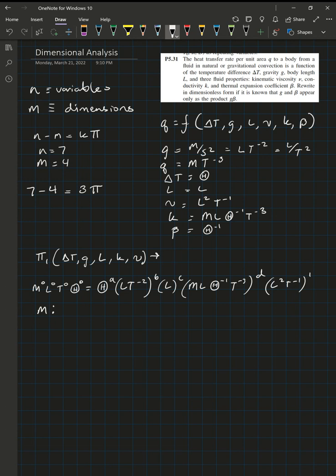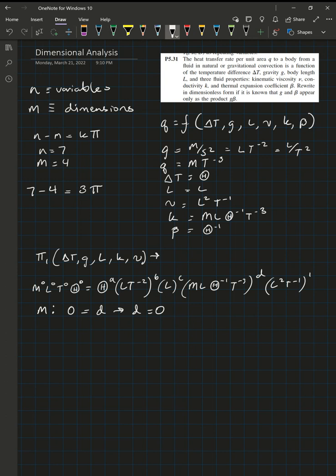Now I need to isolate each dimension and see which variables make up that dimension, to help me determine what A, B, C, and D, these exponents, should be. I'm going to start with M, and what this says is that there's 0 of the mass dimension on the left-hand side. I go through each variable to determine which one has mass. This one doesn't have mass. Gravity doesn't have mass involved in it. Length doesn't either. We see here that K does have mass involved with it, and kinematic viscosity does not. So we have M to the power of 1 times D, so we have 0 equal to D, which just says that D is equal to 0.